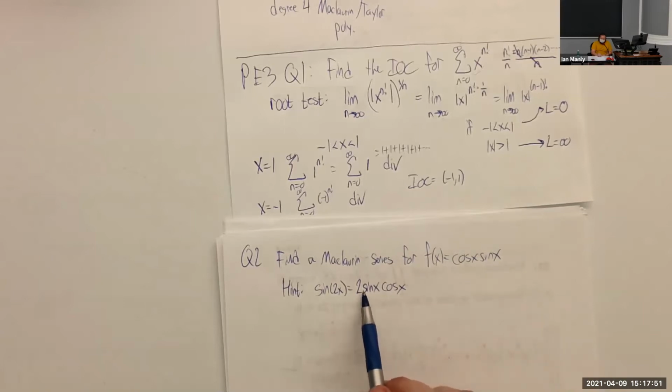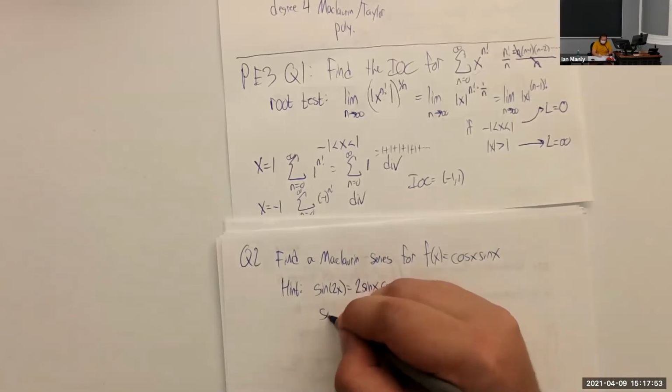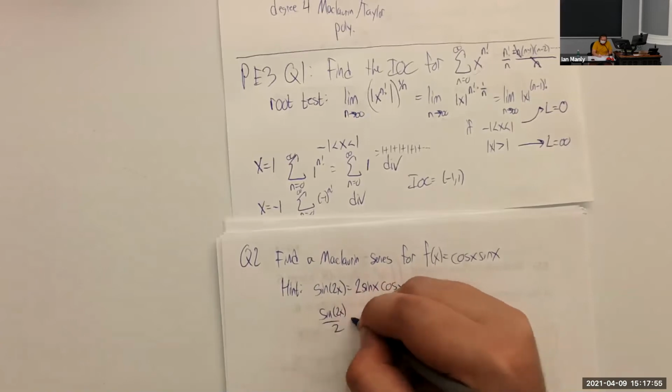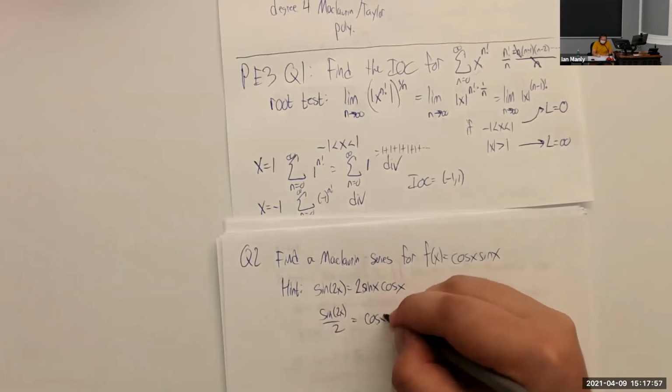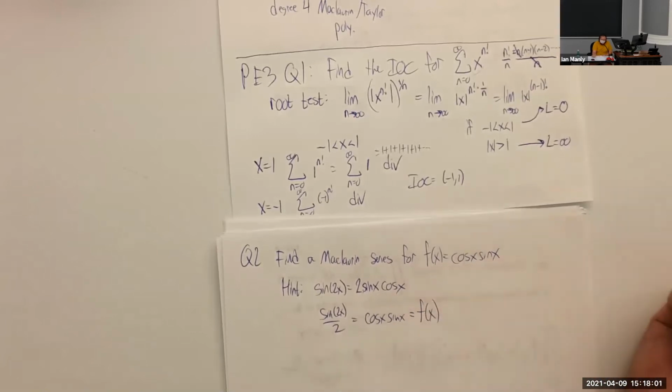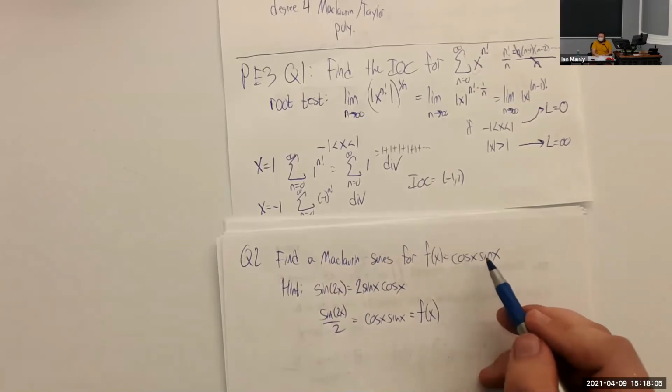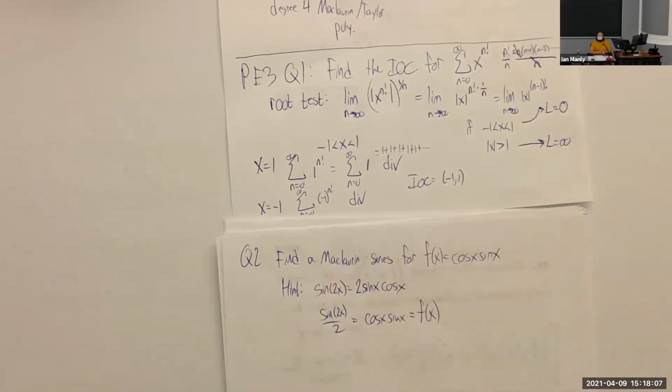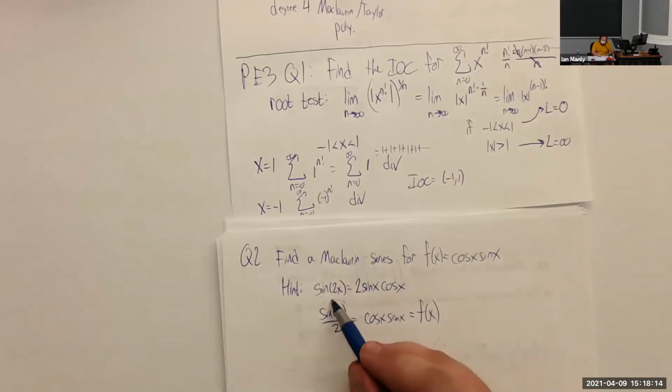So let's see here. If I take this hint and divide it by 2, sine of 2x over 2 is cosine of x times sine of x, which is the very function we want to find a series for. So rather than multiplying these two series together, which by the way, you can't just multiply the formulas for series together, it doesn't quite work like that, we're instead going to use the series for sine of x, substitute a 2 in it, and then divide by an extra 2.